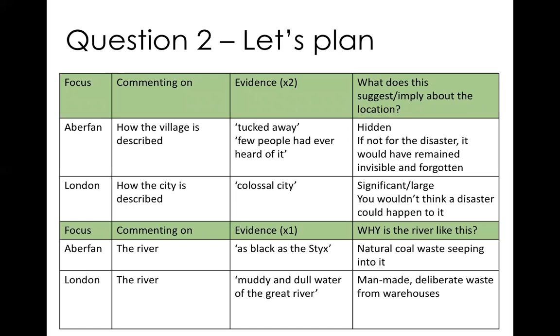So within class, we then moved on to look at this table, okay? And we filled in the evidence and then what does this suggest imply about the location columns within the class. Obviously, that's not as easy to do here through the online lessons. So I have already filled in, taken the answers we came up with to those questions in the last 2 slides and slotting them into this table to help us plan our answer to question 2.